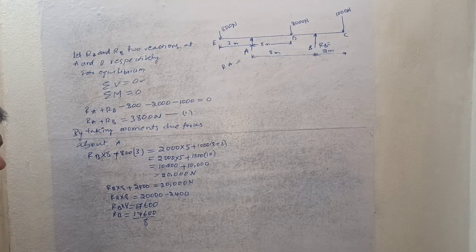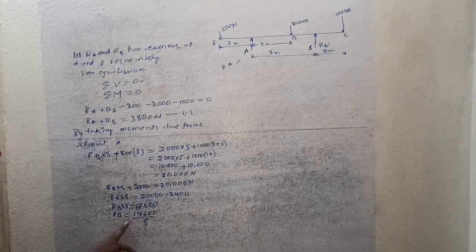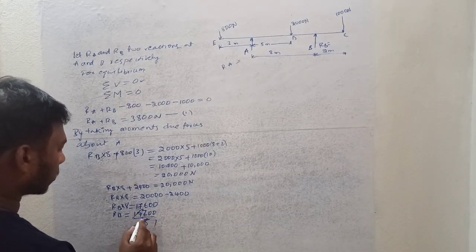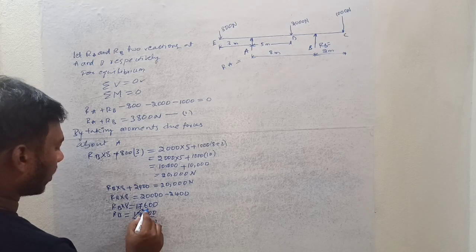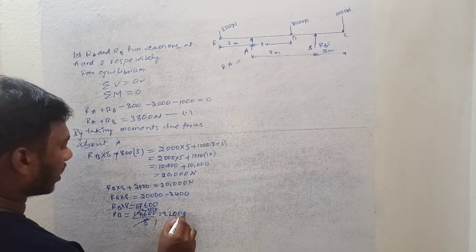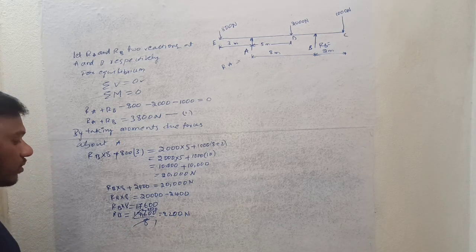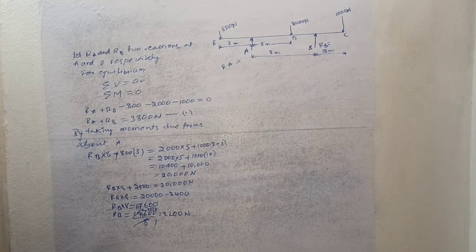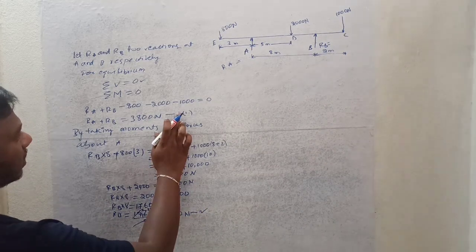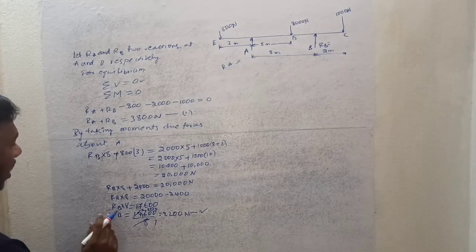So this is the reaction at B. What will be the reaction at B? 8 2s, 1 will remain, and 8 2s, 2200 newtons. So RB equal to 2200 we got. Then by substituting this value in equation 1, RA will be obtained.